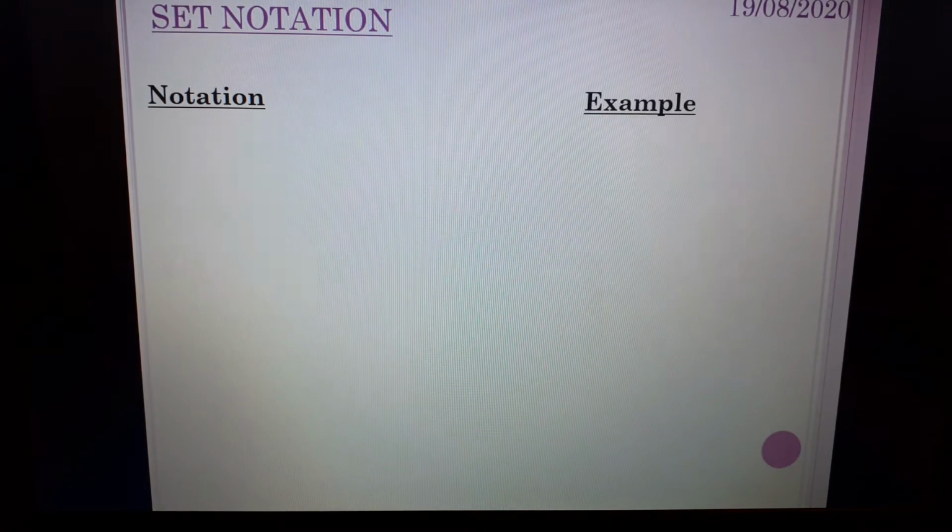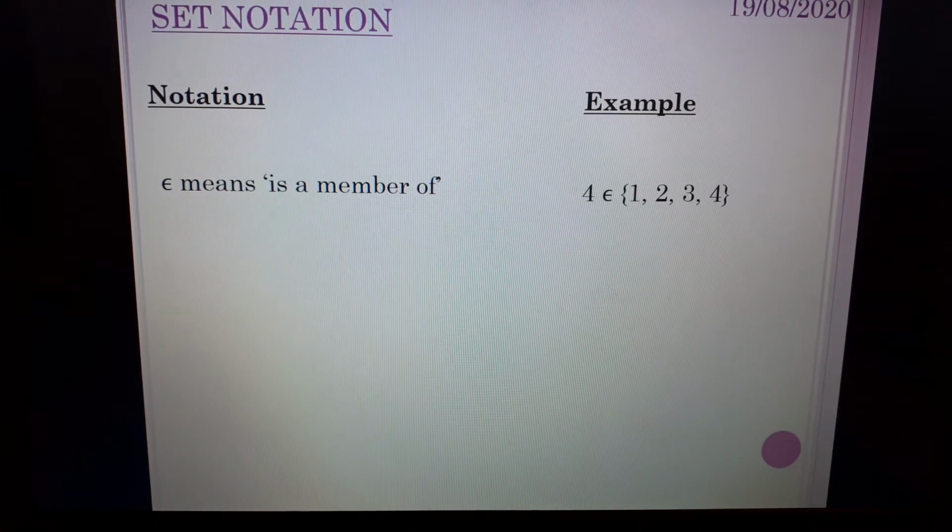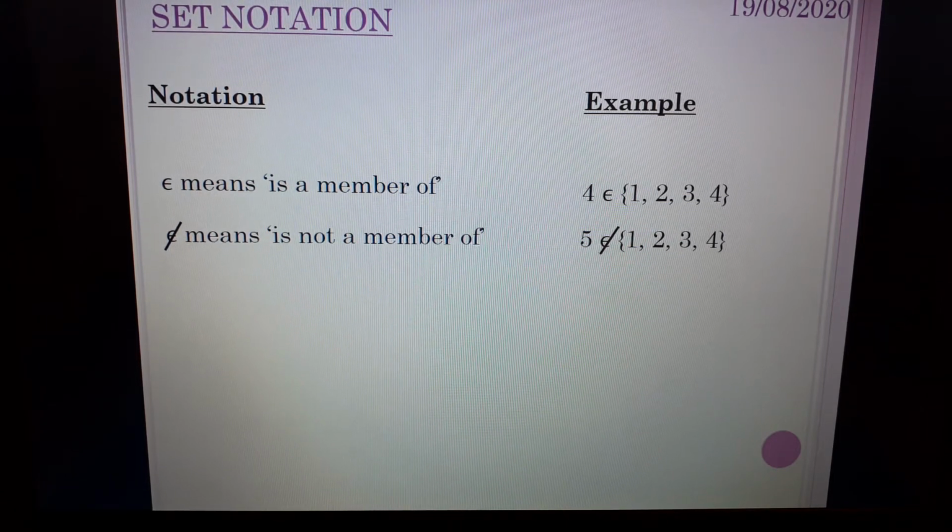Let's look at some notation that I want you to be familiar with and an example of how we would interpret that. Okay, so that little symbol there means is a member of. So for example, the number 4 is a member of the set 1, 2, 3, 4. The number 3 is also a member of that set, and so on. That's what that means. Maybe not surprising that this symbol with the line scored through means is not a member of. So 5 is not a member of the set 1, 2, 3, 4.